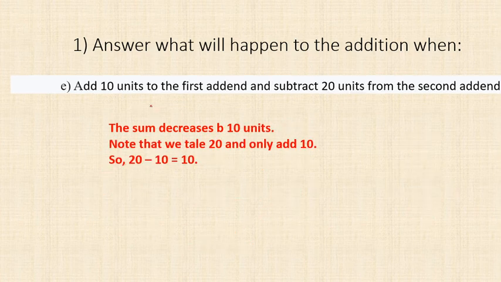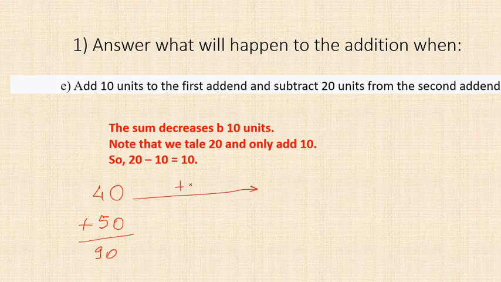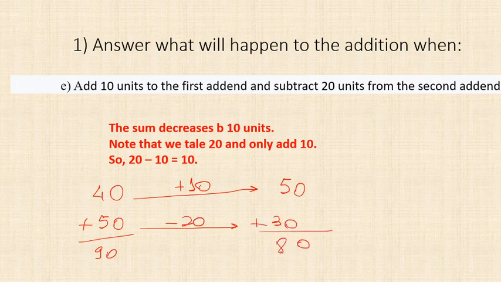Now what happens if we add 10 units to the first addend and subtract 20 units from the second addend? So let's say that I have 40 plus 50. This will give me 90 at the end. And so I'm going to add 10 in the first addend. It will become 50. And I'm going to subtract 20 from the second addend. It will become 30. And when I add them, it became 80. And it's what it said.